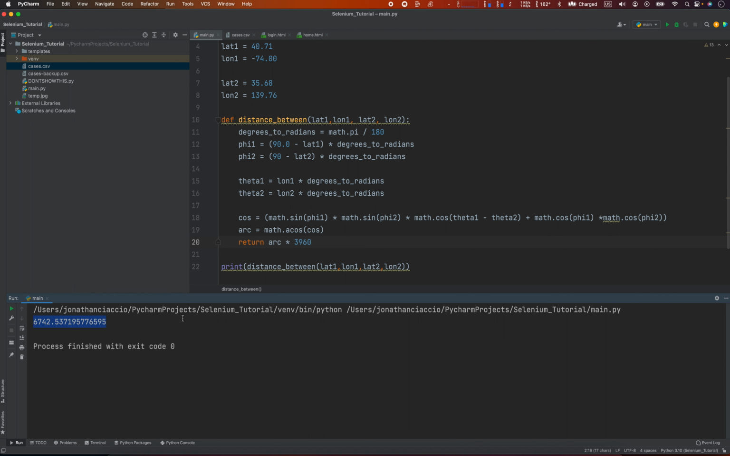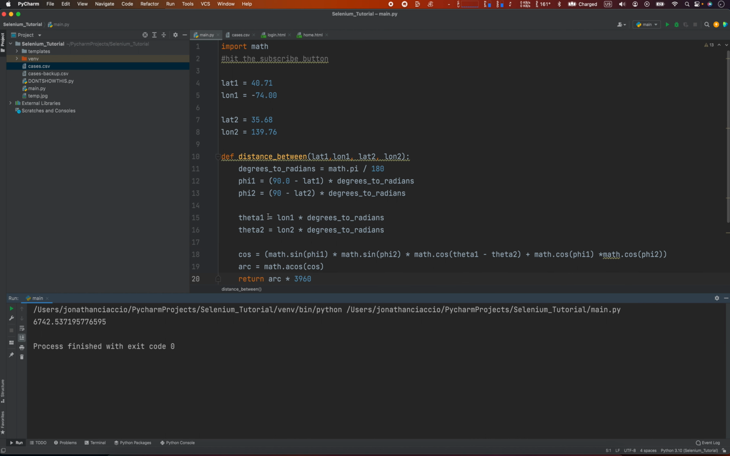And that's all you do. It's quite simple. And you can test this for yourself. Type into Google the distance between the latitude 40.71 and longitude -74, and so on, and it'll give you 6,700 miles approximately.